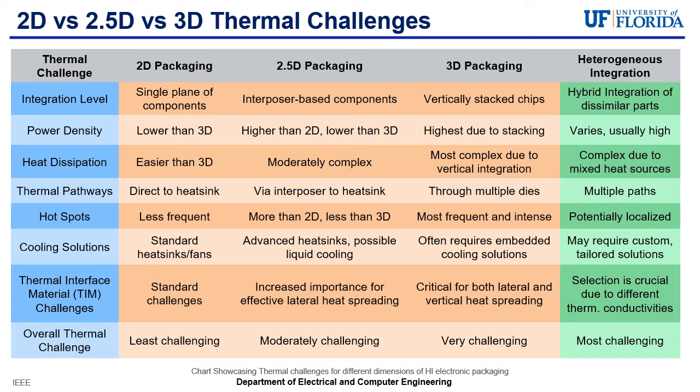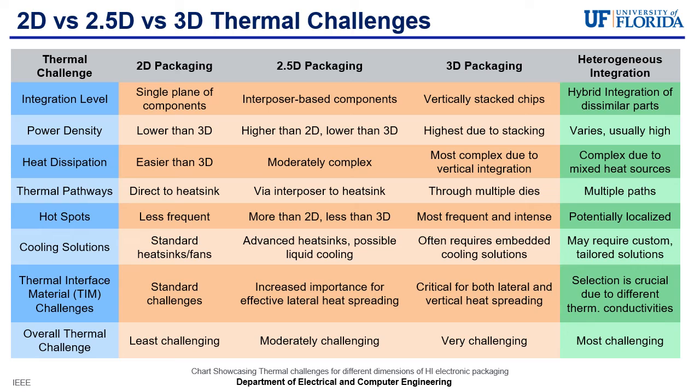Moving on to direct comparisons between 2D, 2.5D, and 3D thermal challenges in packaging. In 2D packaging, components are arranged on a single plane, which generally presents the least complex thermal management scenario with lower power density and direct heat dissipation pathways to heat sinks. Hotspots are less frequent, and standard cooling solutions like heat sinks and fans are typically sufficient.